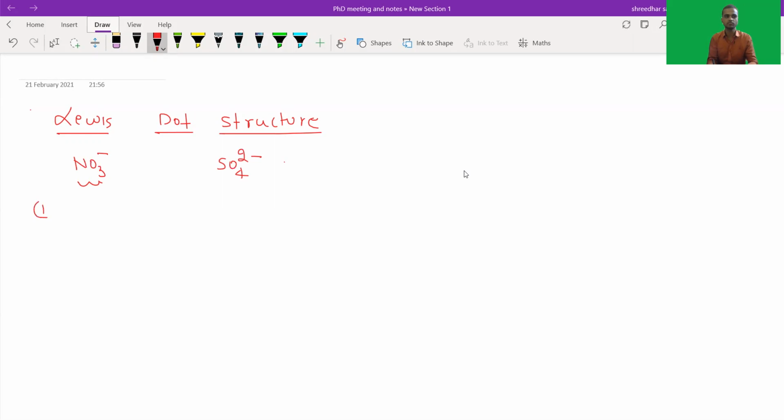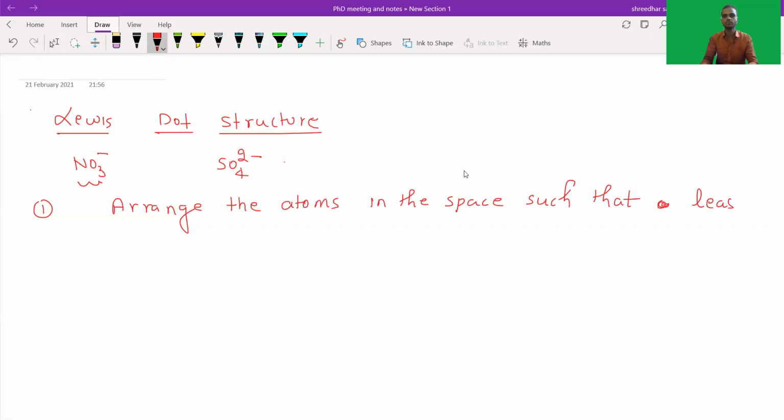So what is the first step? The first step is to arrange the atoms in the space such that the least electronegative atom is the central atom.